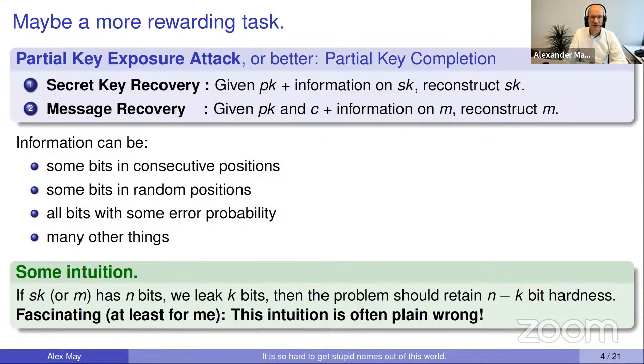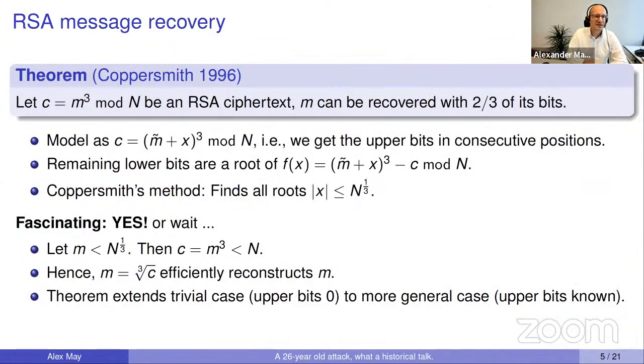So let me first give you examples where security breaks down. Here's one of the most prominent examples. It's a 26-year-old attack, so very old results for you, but I also have some new ones. Here's a famous result of Coppersmith. I give you a plain RSA ciphertext. The encryption exponent is 3, so C is M to the 3 mod N. Your task is to recover M, and I give you 2/3 of the bits of M in upper positions.